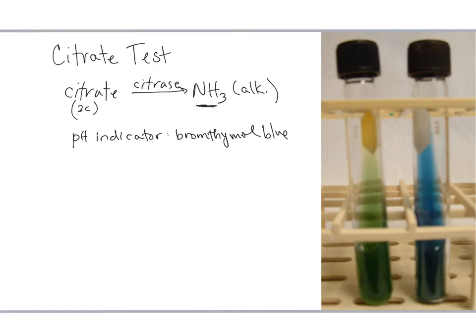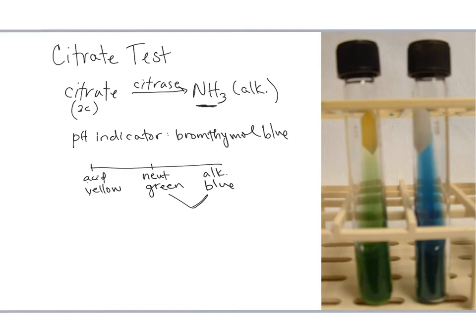Okay, this is one that you haven't seen before. It has a neutral pH. It's green. At alkaline, it's going to be kind of a nice dark Prussian blue, and acidic, it would be yellow. We're only going to see it at either green or blue, though.